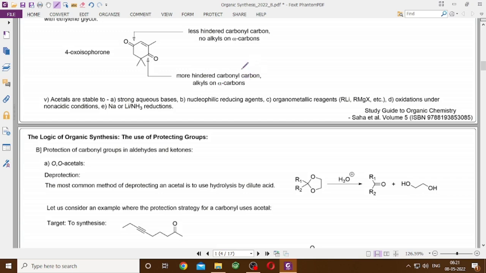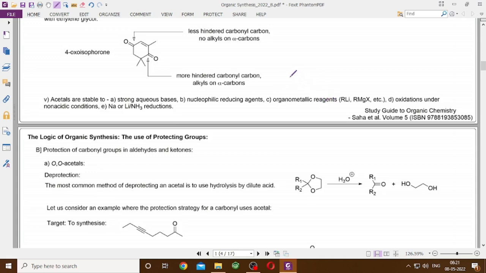Another problem with the carbonyl is nucleophilic reducing agents. If you use lithium aluminium hydride or sodium borohydride, it can get reduced, but acetals are stable, therefore you offer protection on that count as well. Organometallic reagents like RMgX, RLi, etc., very happily add to your carbonyl group, but not on acetals, that therefore gives protection from organometallic reagents.